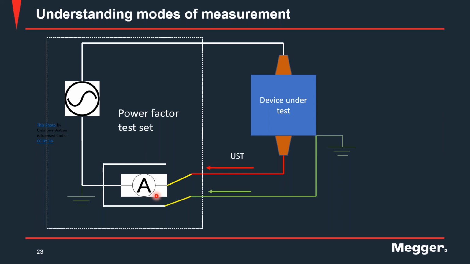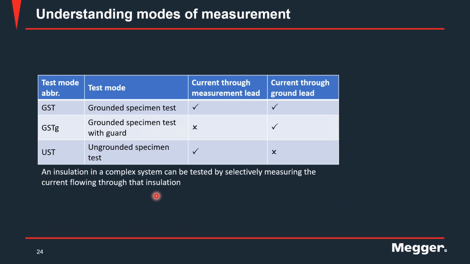So to summarize what we have seen here, we can show it in terms of a table. You have the grounded specimen test with guard. Guard means that the measurement lead gets bypassed, so you end up measuring only the ground current. And then you have the ungrounded specimen test.